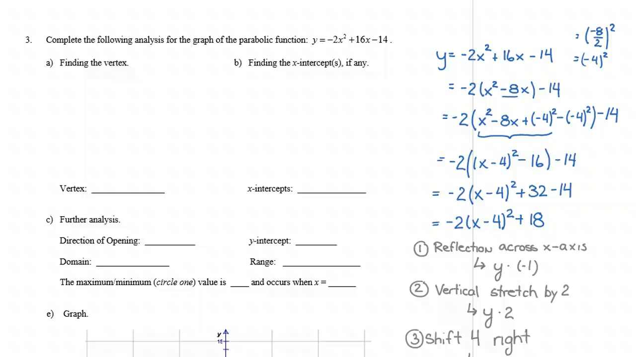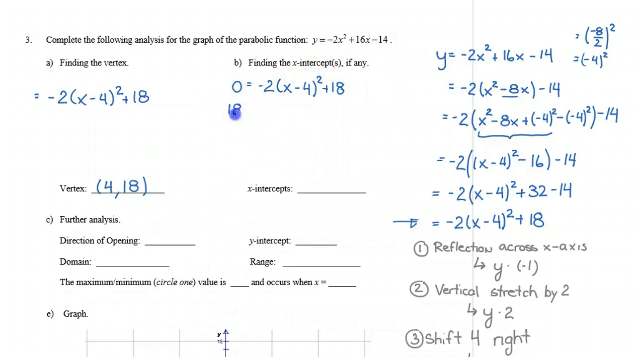So now that we have vertex form, let's come back over here and write this down. Vertex form, which is right there, is negative 2 times x minus 4 squared plus 18. What this means is the vertex is going to be at (4, 18). We can find the x-intercepts now. To find the x-intercepts, we take our quadratic in vertex form and set it equal to 0.